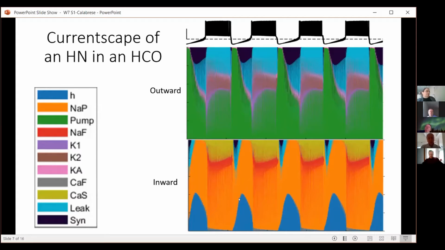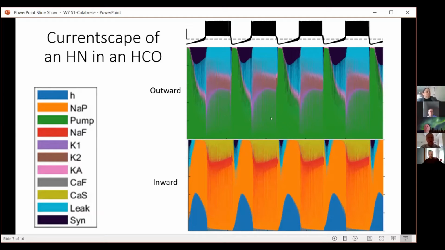Here's the H current. It builds up during this inhibited period. And here's slow calcium current. It's helping to sustain this burst. And here's the fast sodium current. The light blue is the leak, and the leak, as you might imagine, changes direction according to the waveform. But what's interesting here is that even the inhibition changes direction because the pump drives the membrane potential below the reversal for inhibition. So here's inhibition.